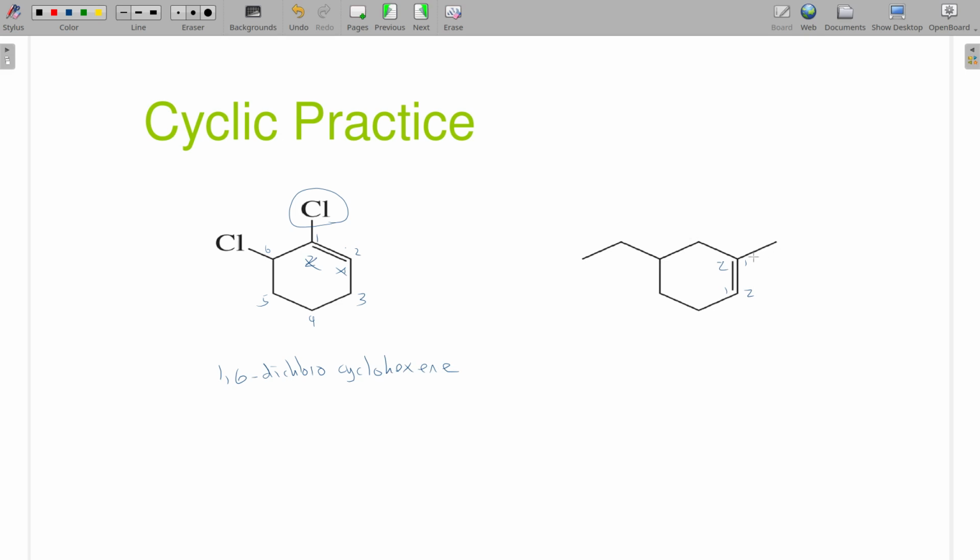Similar thing happened as over here. This methyl group is either at carbon 1 or 2. 1 is better. And we have an ethyl and a methyl. So we have 5-ethyl-1-methylcyclohexene. The double bond takes priority. And it doesn't get a number because it's part of a ring.